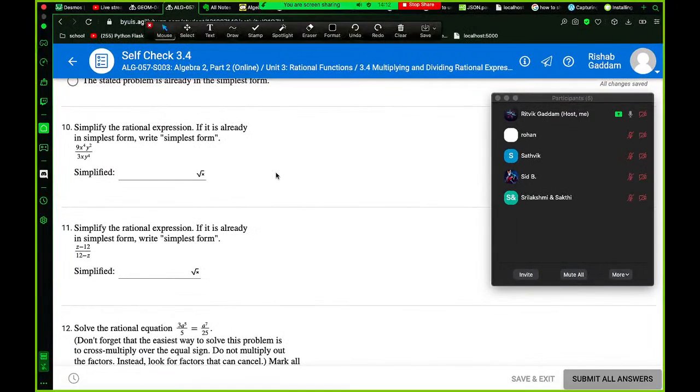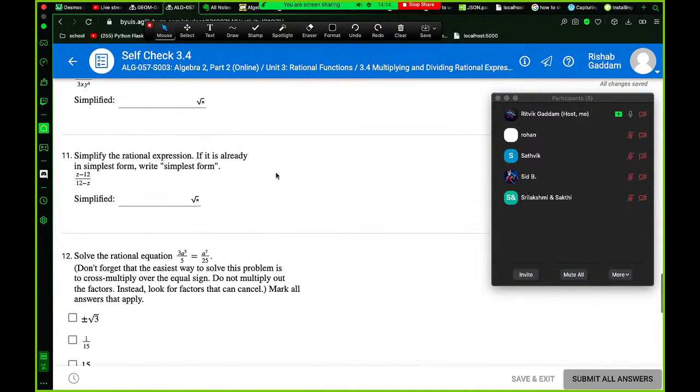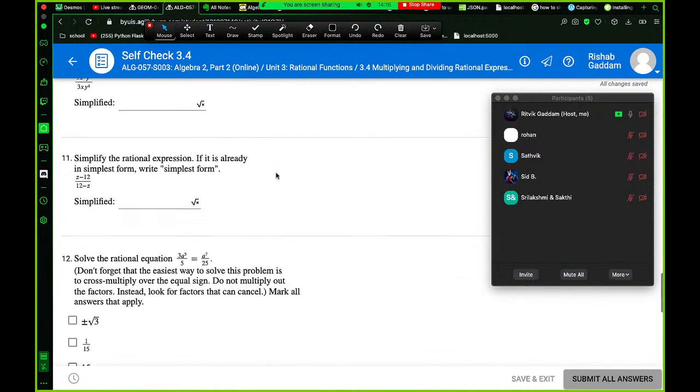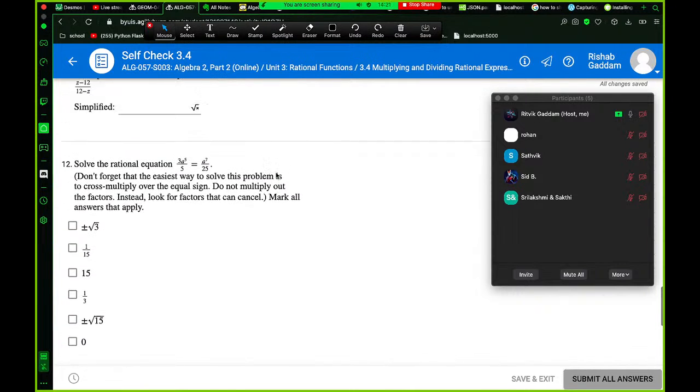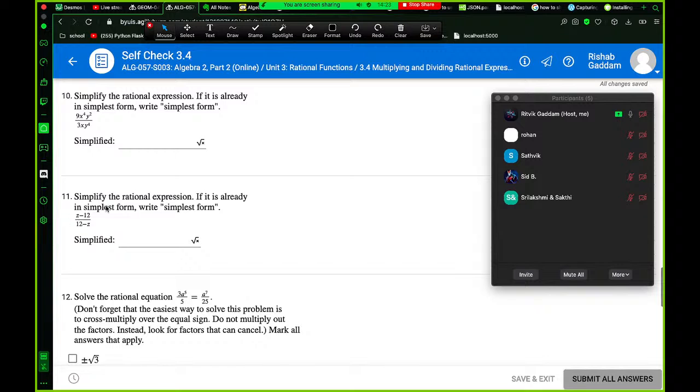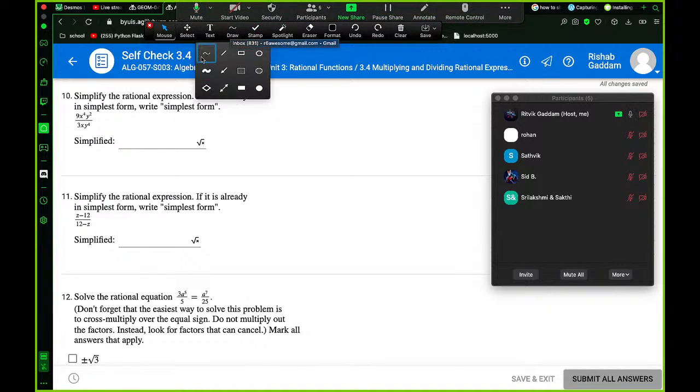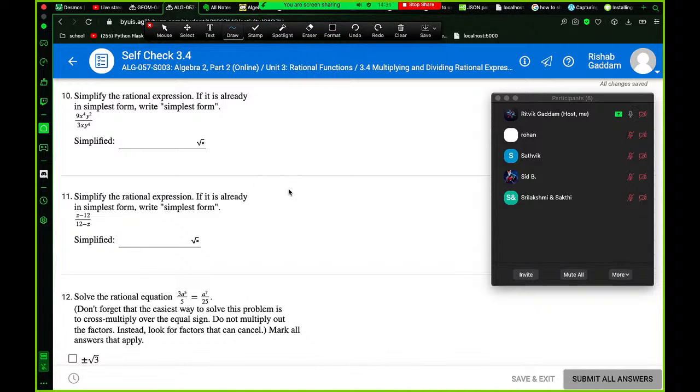So simplify the rational expression. I think this one would be a good one. So if you want to do this one, then raise your hand in the chat. Nobody wants to do this one? This one right here. Okay, Sid, you can do this one.